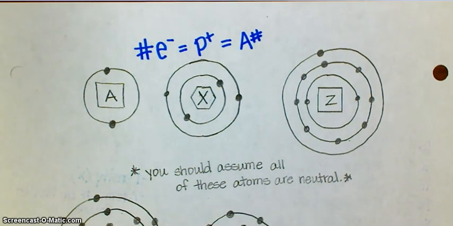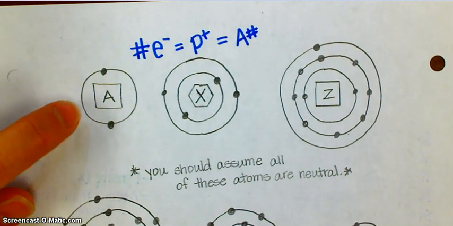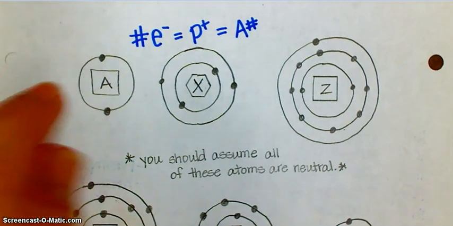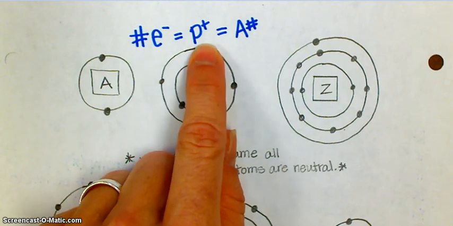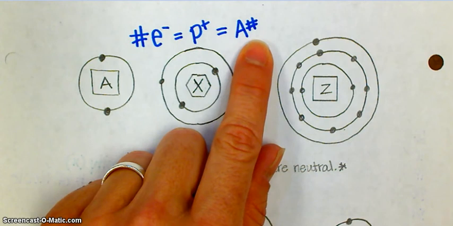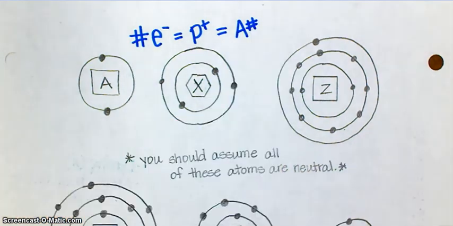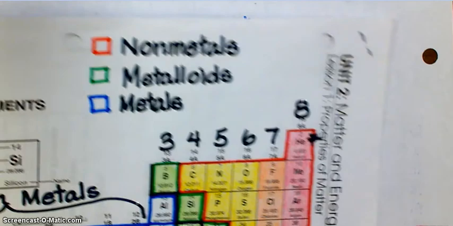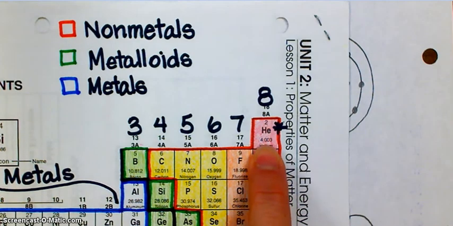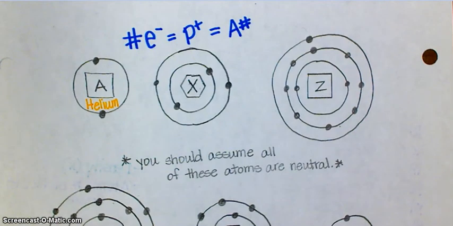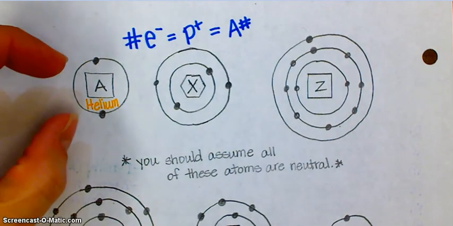All right, so let's look at model A right here. First of all, I have a total of 2 electrons. And if I have a total of 2 electrons, then I know that I have a total of 2 protons. That means that my atomic number is 2. And then I can go to the periodic table, and it's helium that has the atomic number of 2. All right, so I know that this is helium.